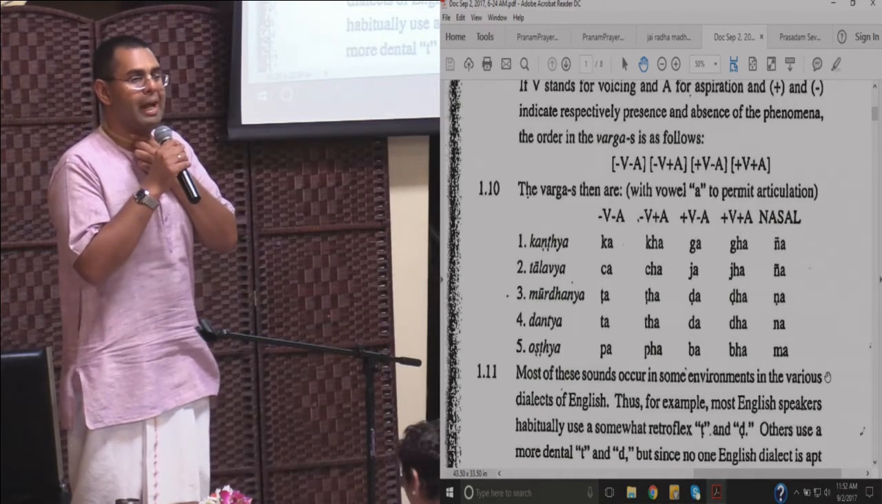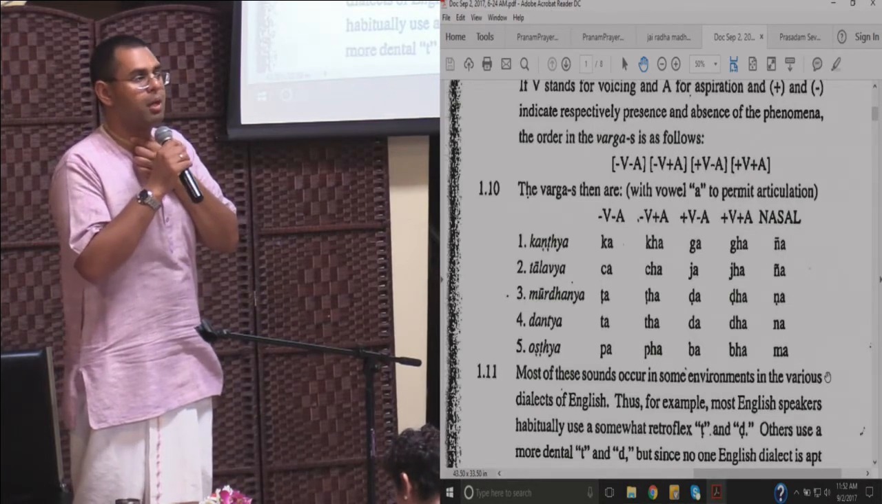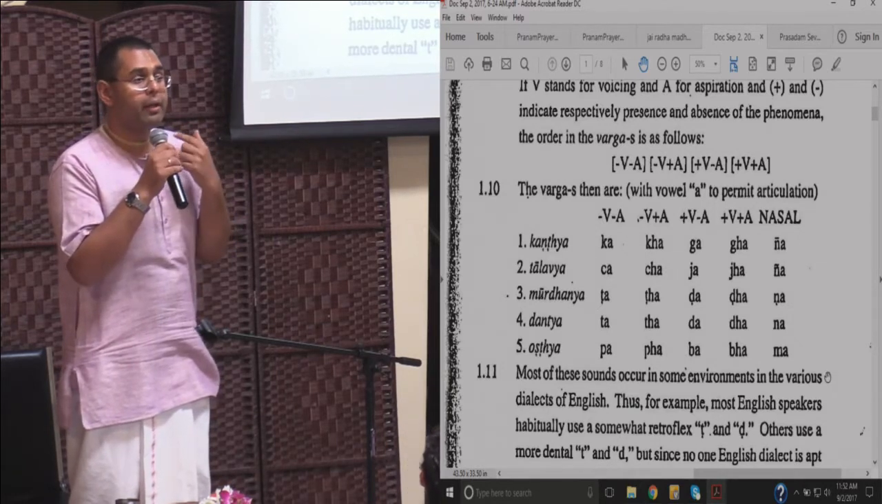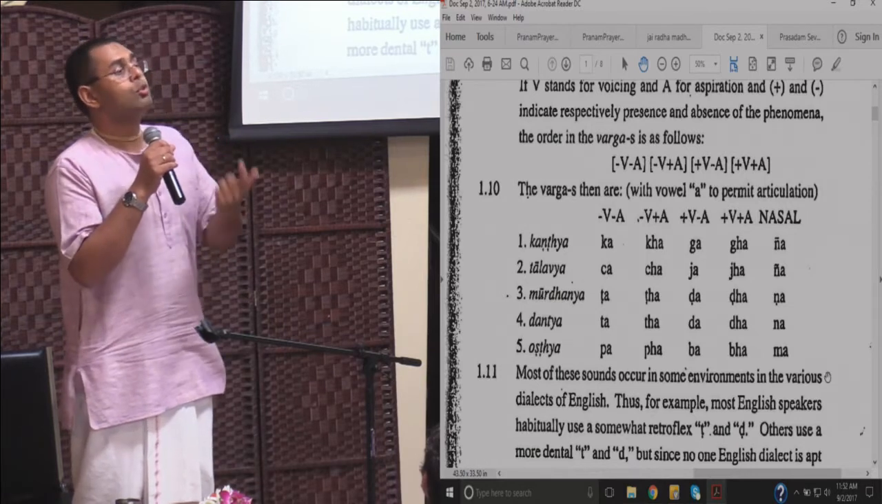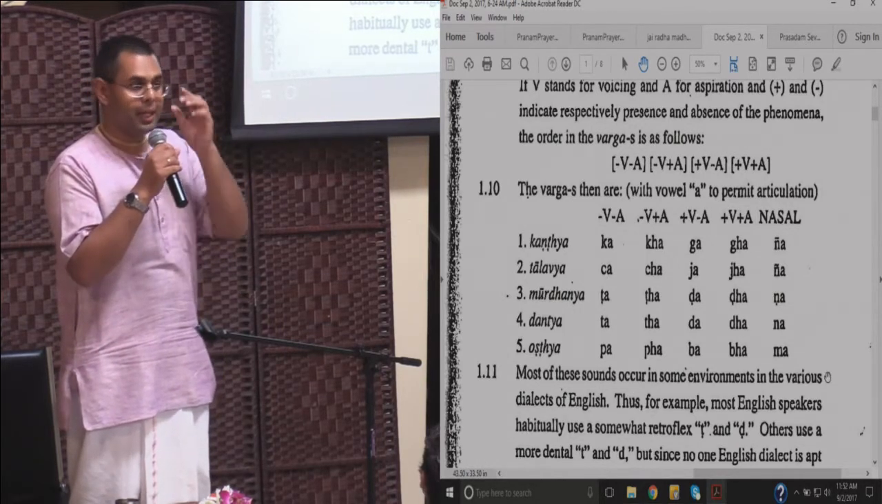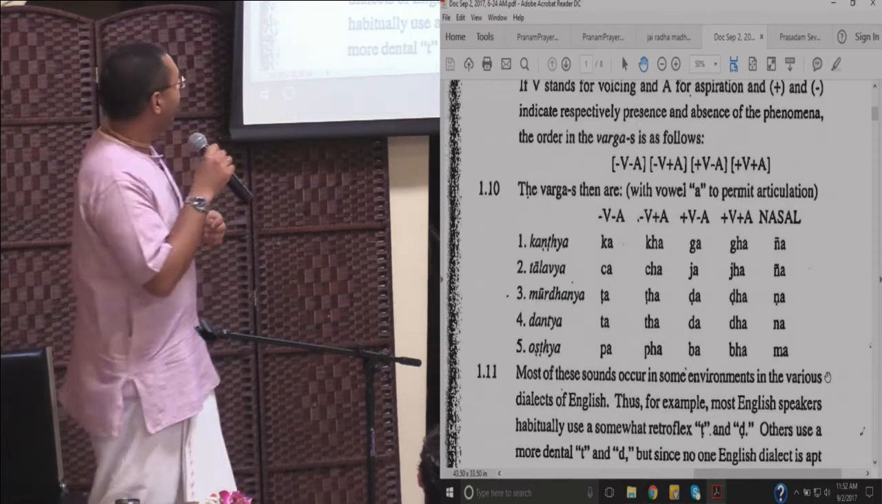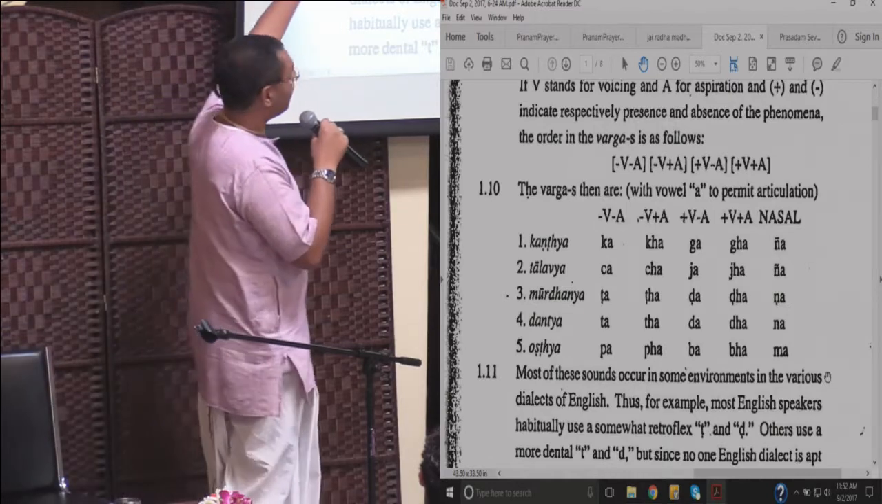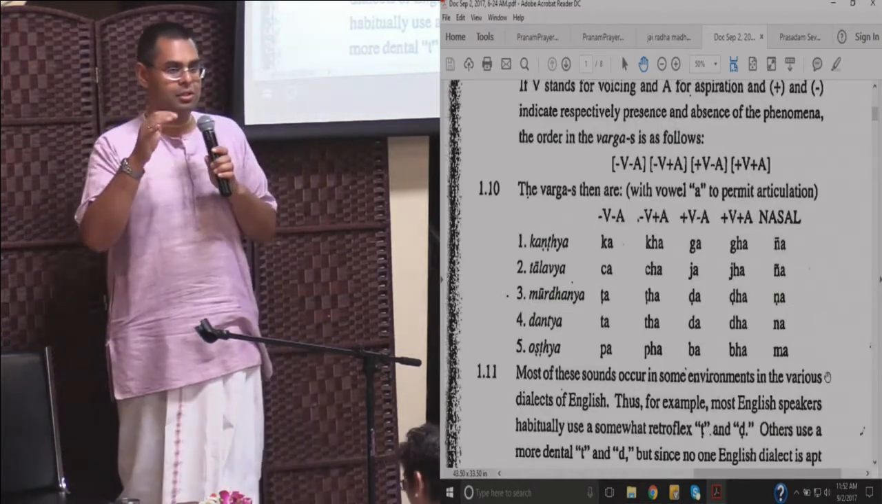So the first ones are kanthyas. Those are gutturals. Kantha means neck. They're pronounced as far back as your tongue can possibly go. Ka, kha, ga, gha. Notice where your tongue is when you say ga, right? It's touching way back in your throat. Ga, okay? This is why they're the gutturals.